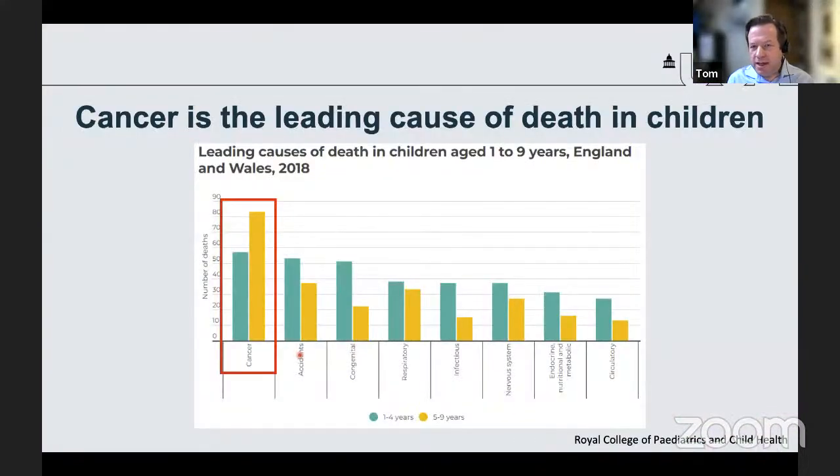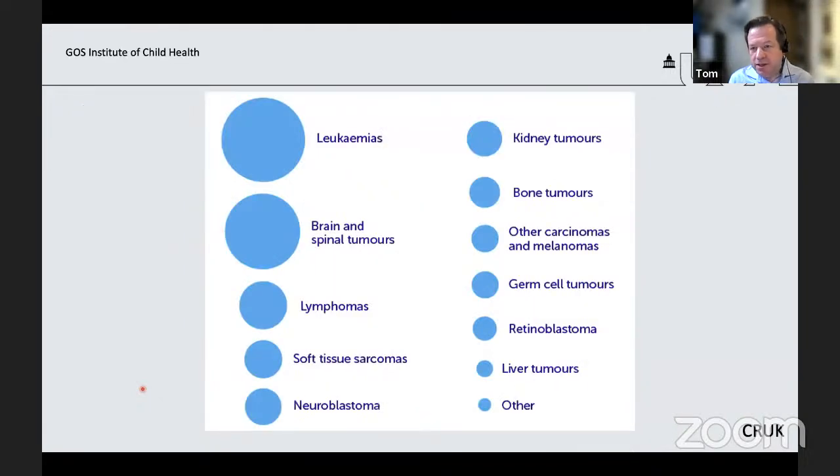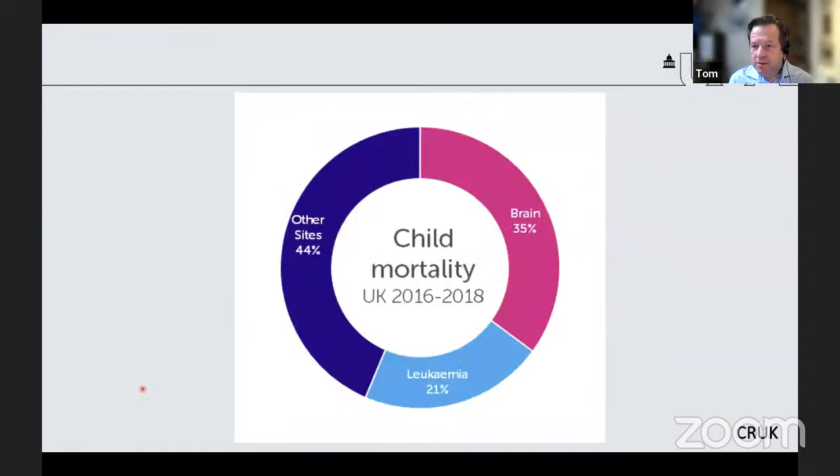So to give some context, cancer is the leading cause of death in children. This is data from the College of Paediatrics and Child Health showing causes of death in children between the ages of 1 and 9. And you can see that cancer, in the red box, is the commonest. And these are the frequency, shown by the size of the circles, of different tumor types in children. So the leukemias are marginally more common than brain tumors. Brain and spinal tumors are the commonest solid tumor. However, when you look at causes of death, brain tumours are the single commonest tumour-related cause of death in children. That shift in the demographic is simply because of the excellent outcomes for children with leukaemia.